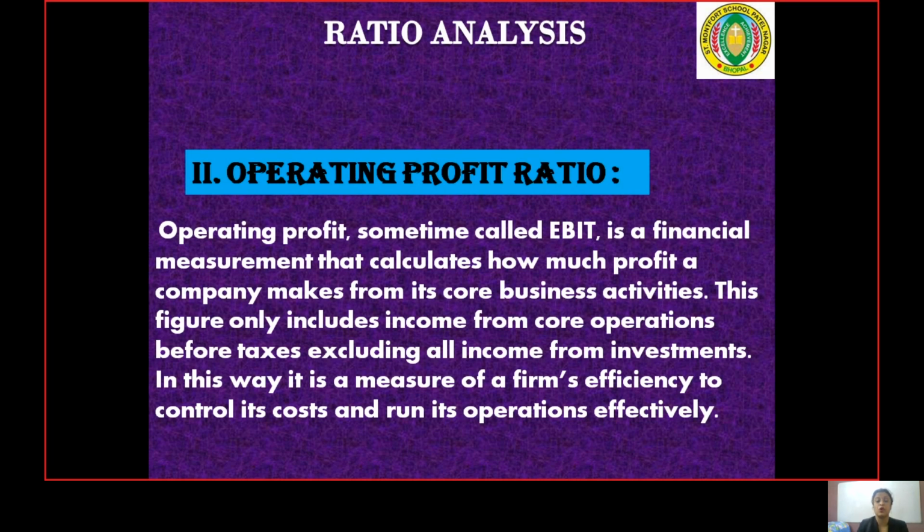Operating profit is sometimes called earning before interest and tax. It's a financial measurement that calculates how much profit a company makes from its core business activity. This figure only includes income from core operations before taxes, excluding all income from investments. In this way, it is a measure of the firm's efficiency to control its cost and run its operations effectively.